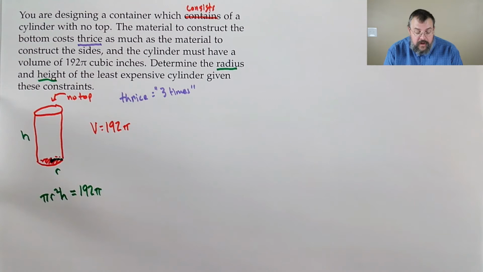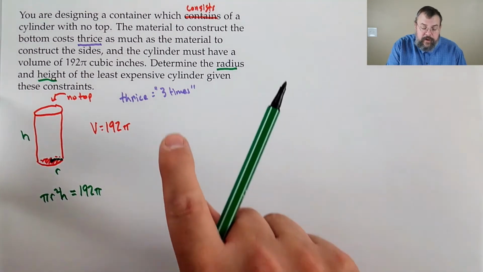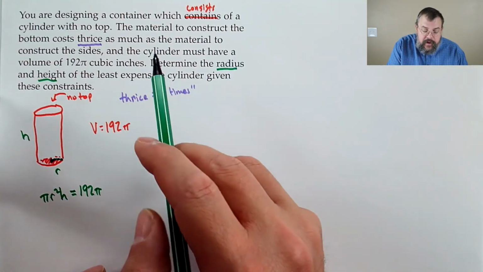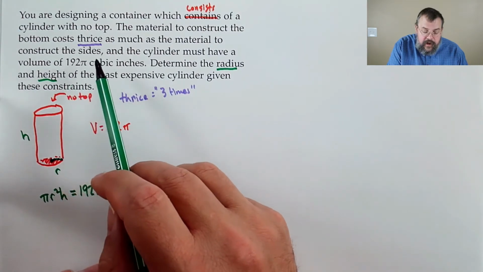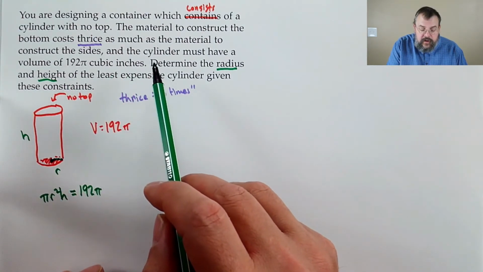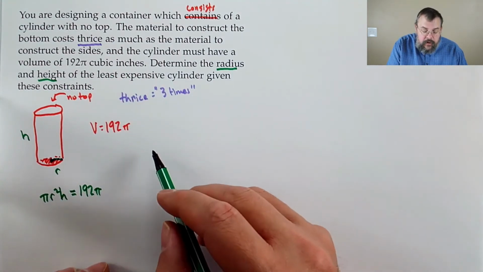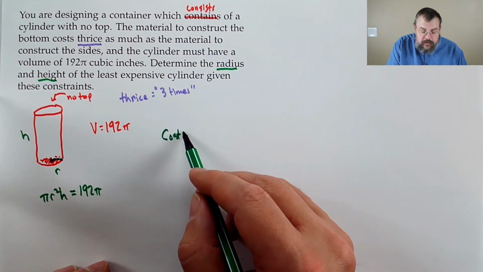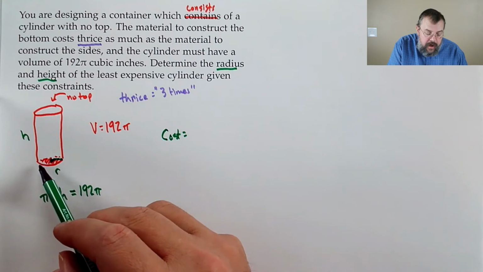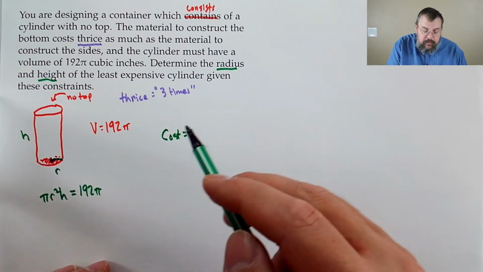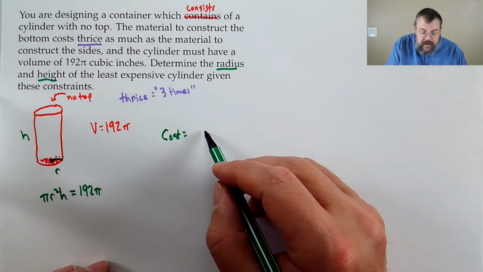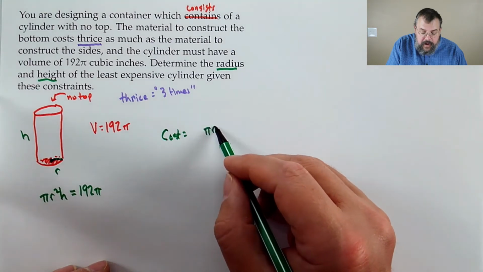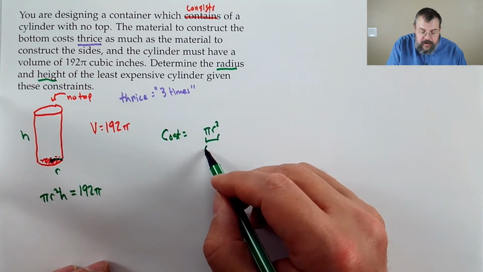What else do we want? Well, we have information about the cost, right? The material to construct the bottom costs thrice as much as the material to construct the sides. So let's talk about our cost. So our cost function is what? Well, our bottom, the area is pi r squared. Okay, so pi r squared, this is the area of our bottom.